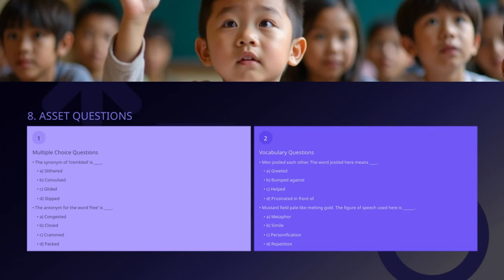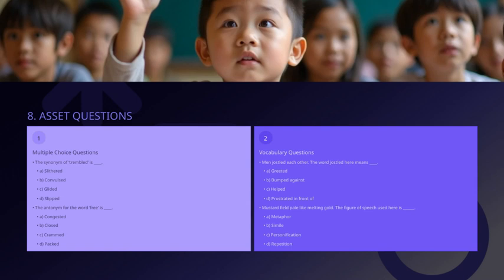Next, we have a question about antonyms for the word free. The options are congested, closed, crammed, and packed. Since free means not restricted, the opposite would be congested or crammed, which imply being filled or crowded. The most suitable antonym here is congested.